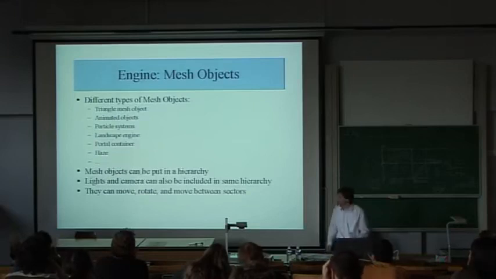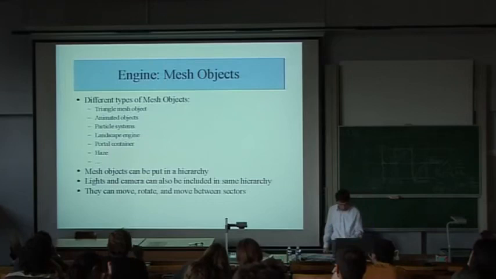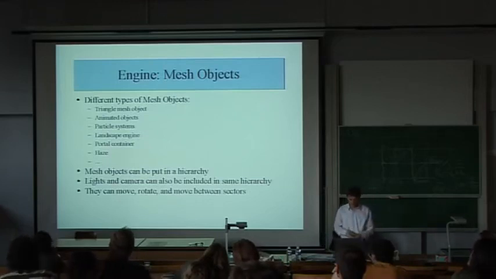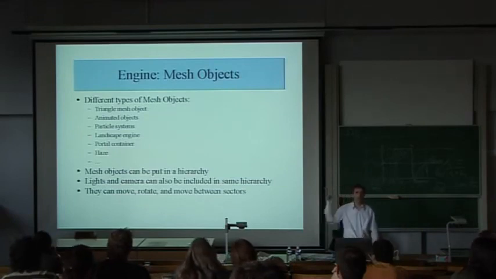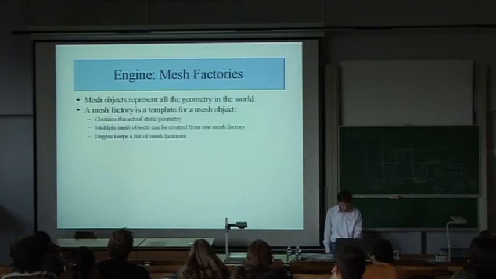So there are different types of mesh objects. I already talked about that earlier. So you have the animated objects, particle system, landscape engine, and so forth. You can also put objects in a hierarchical structure, so that you can have, for example, an actor, which is an animated mesh, having a sword in his hand, for example, which could be a separate object. And also lights can be put there.